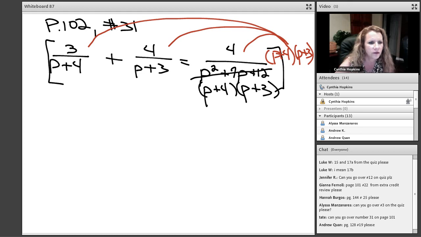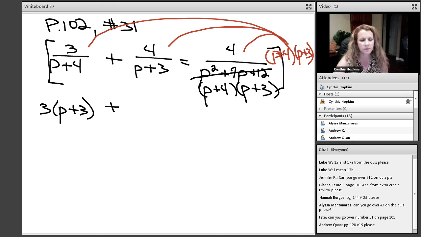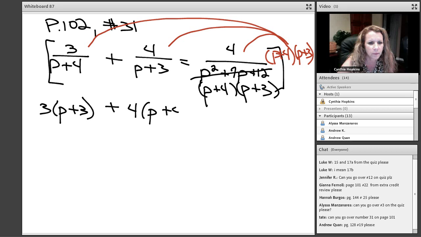On the left side of the equal sign, for the first fraction, my p plus 4's cancel, and I end up with 3 times the quantity p plus 3. I'm just writing it out since it's so far away, and then I'll come back and distribute in a moment. Then I have my plus sign. Now when I distribute the p plus 4 times p plus 3 to the second fraction, the p plus 3's cancel, and so I get plus 4 times the quantity p plus 4.